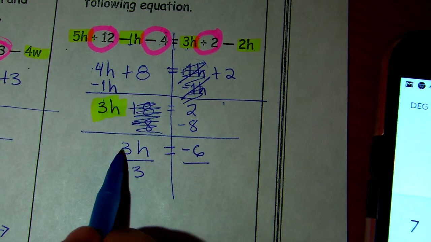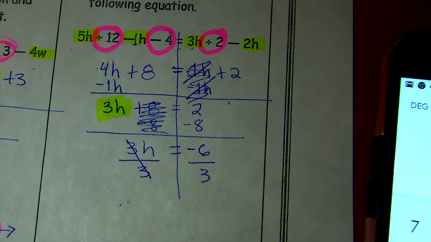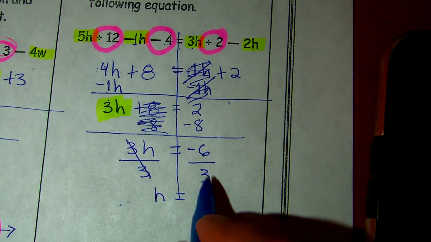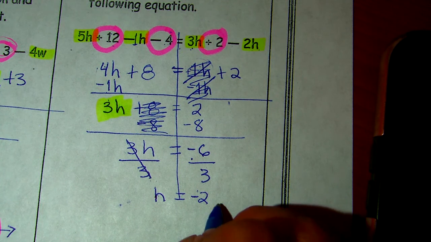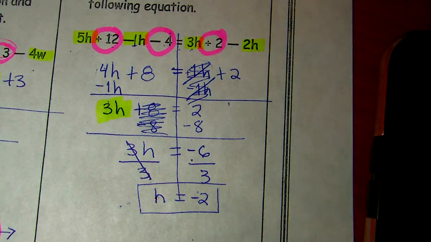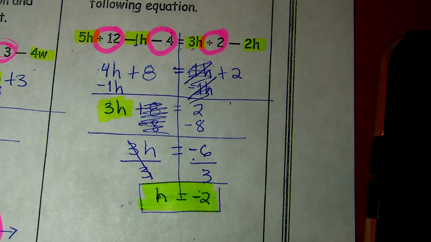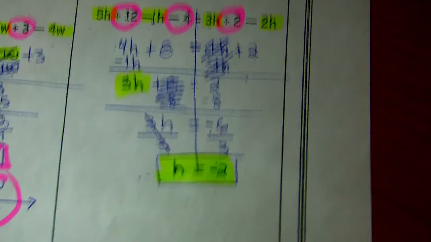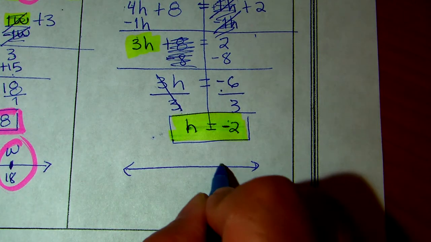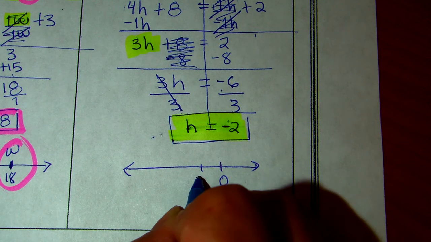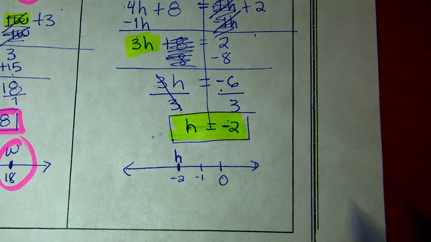All right, so I'm going to divide by 3, divide by 3. So these two become a 1, bring down the H, and this equals negative 6 divided by 3, which gives you negative 2. And this is your answer. H equals negative 2. We need to graph it. So look what happens to the graph. It's a number line. H equals negative 2. So now here's a 0, and this will be negative 1, and this will be negative 2. So this is where the H is. And this is your graph.